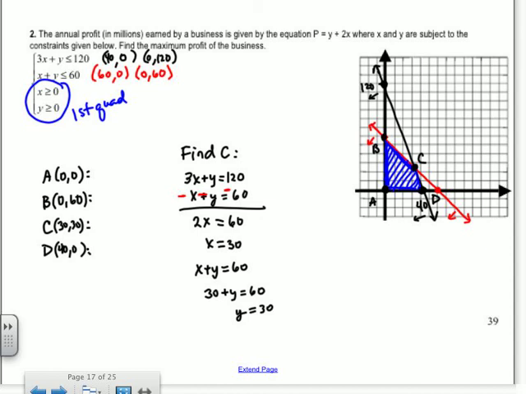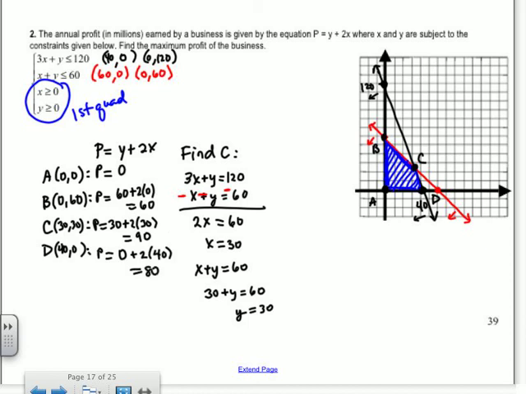All right, now last step, plug into the profit equation. Your profit equation was given to you. It was P equals y plus 2x. So my profit for the first one is y was 0, x was 0, so 0. My profit for the next one was 60 was y, x was 0, so you get 60. The next one I get 30 plus 2 times 30. So that's 30 plus 60, so 90. And the last one is y is 0 plus 2 times 40, so you get 80.